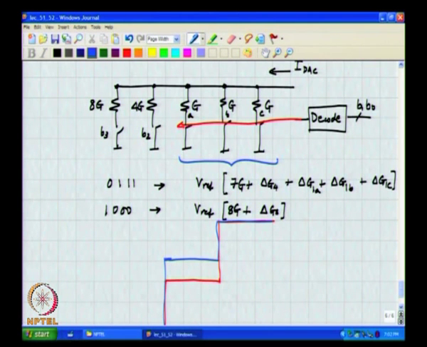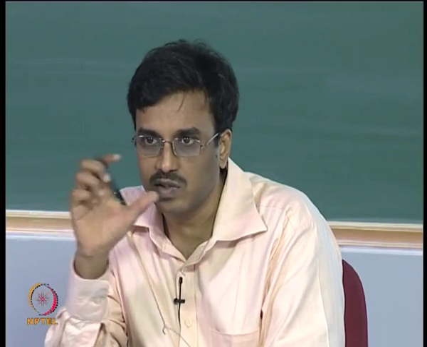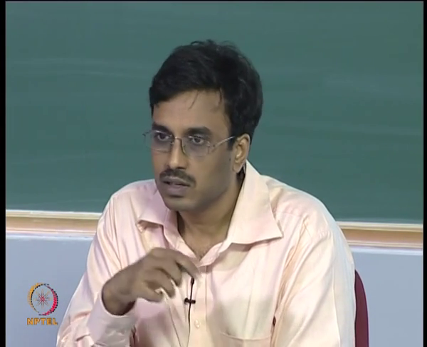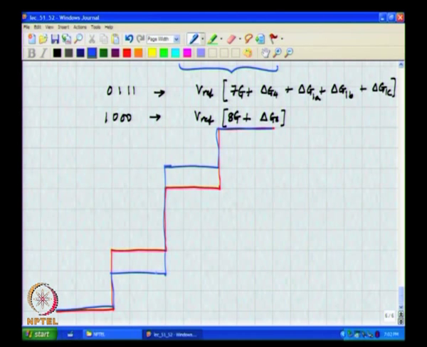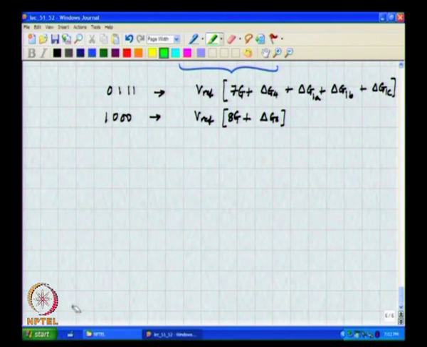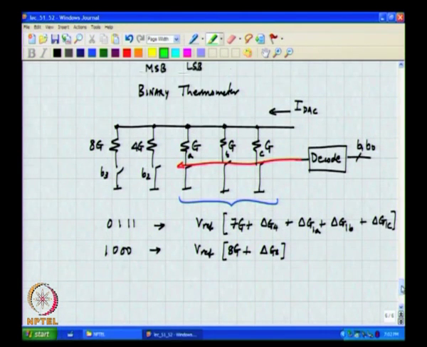Decoding them in a thermometer fashion will ensure that the small staircase, which is helping you go from this step to this, will be very uniform. But the big staircase has got a lot of variation at the major code transition, right? You understand, and you can see that the variance is no better than the fully binary case.